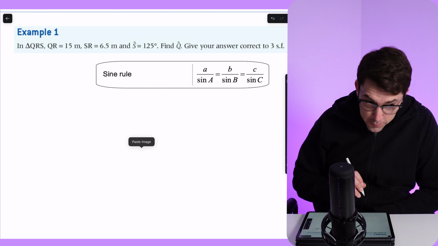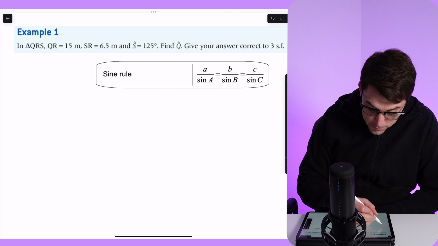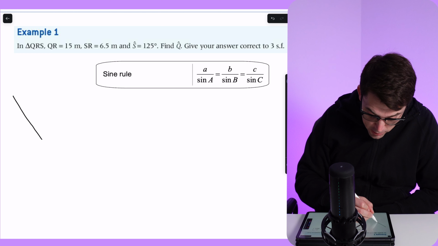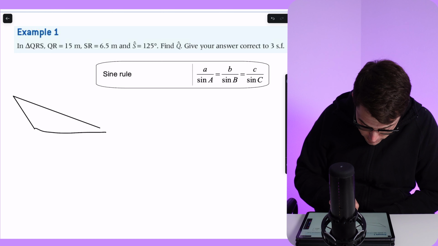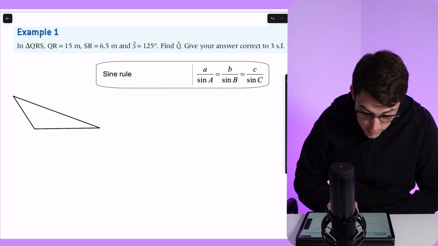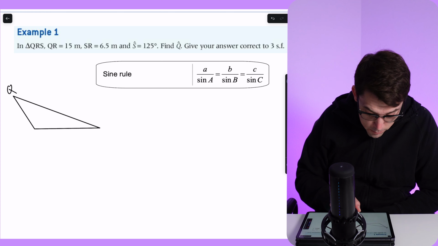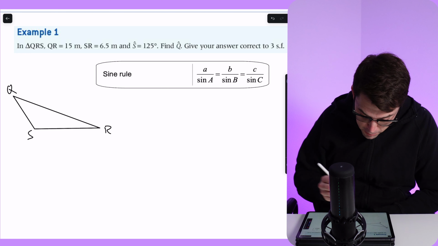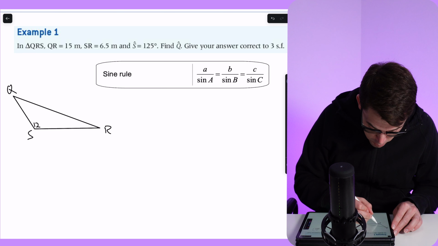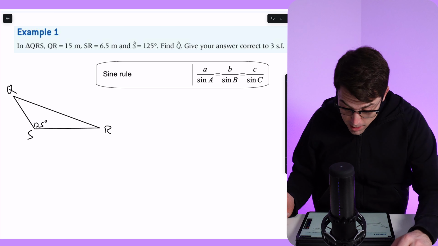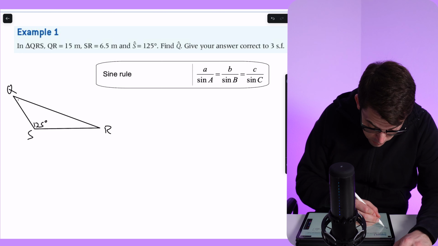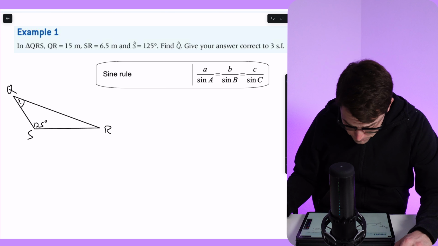Now, first things first, I'm going to draw a triangle diagram. Always a good idea. Draw a non-right triangle, and I'll put Q up here, R down here, and S down here, because I know that S is 125. I know that's my obtuse angle, so that's a good place to put that. I don't know what Q is. That's really what I want to find out here.